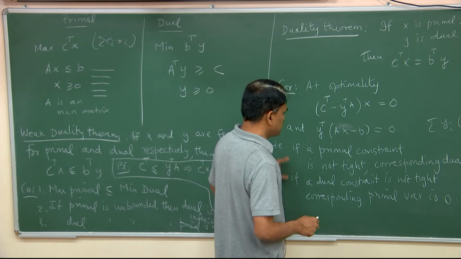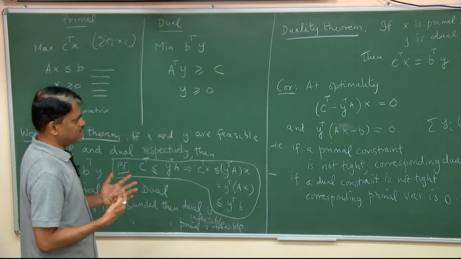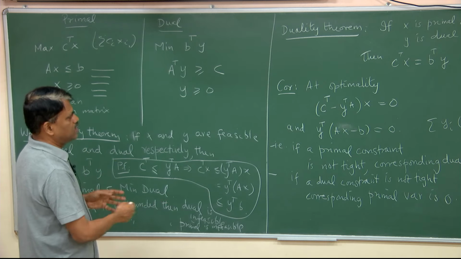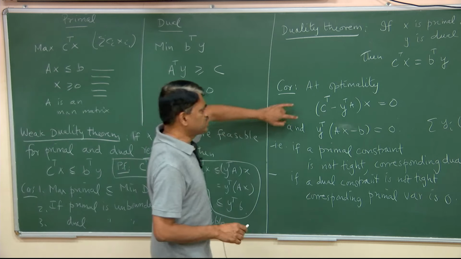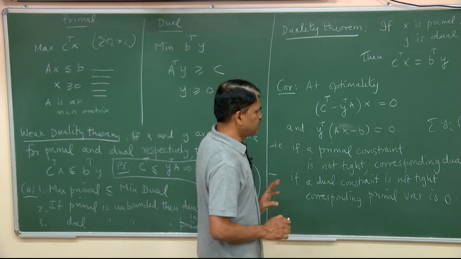But all you have to remember is this: this is complementary slackness. If you have a slack in one constraint, the corresponding variable is 0. If you expand this, it's the same thing. If you have a slack here, the corresponding primal variable must be 0.